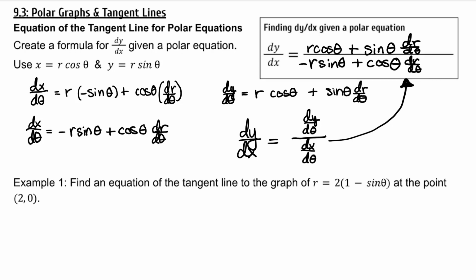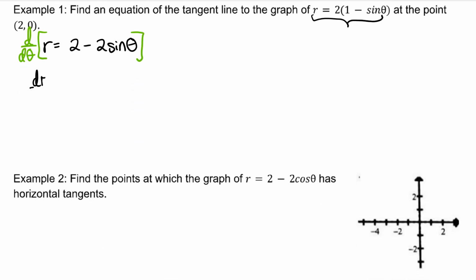In order to use this formula, I'm going to need to know what dr d theta is. Well, guess what? I have a relationship between r and theta right here. So I'm going to distribute the 2 and then derive both sides with respect to theta. The other values I would need for this formula are r and theta, the point. They already said the point is (2, 0), because if you plug in 0 for theta, you get a radius of 2.